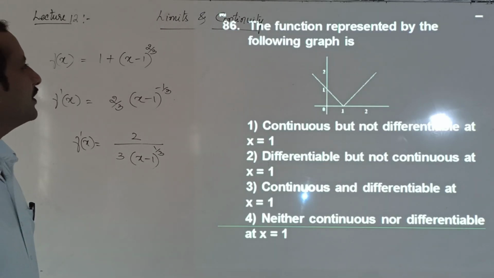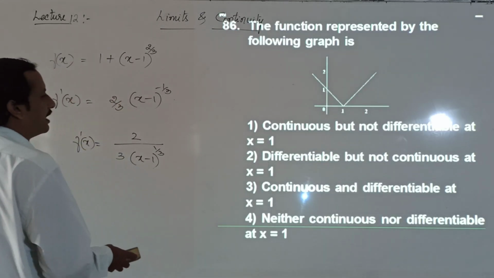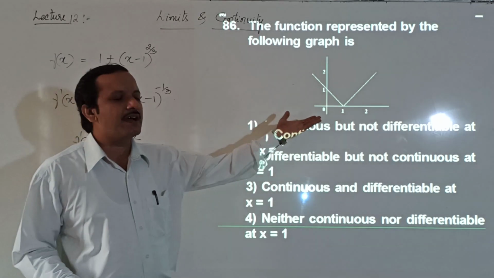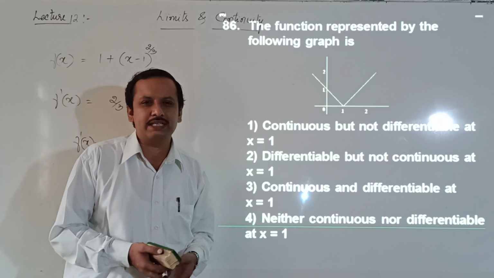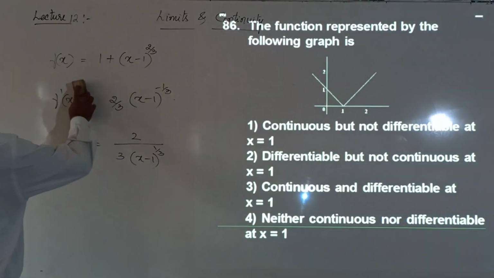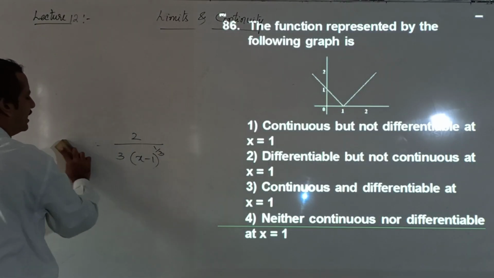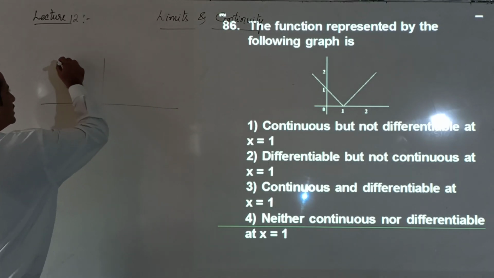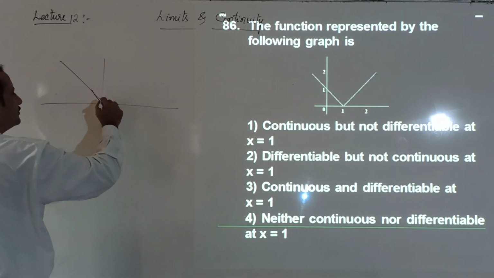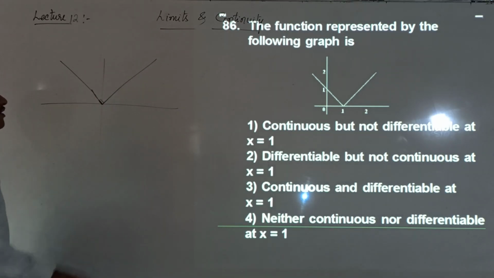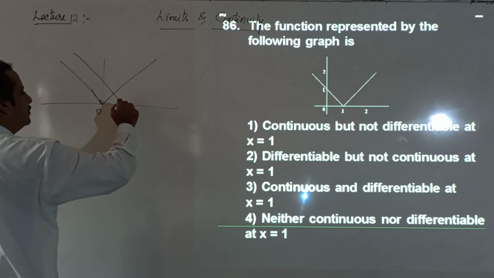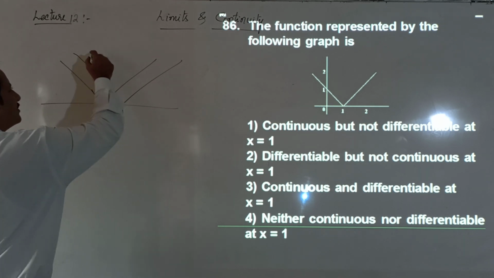Then the function represented by the following graph is. Observe that this graph is very similar to the graph of mod x, but with a difference. I think I have already told you, this is the graph of mod x, which touches the x axis at 0. This is the graph of mod x minus 1.